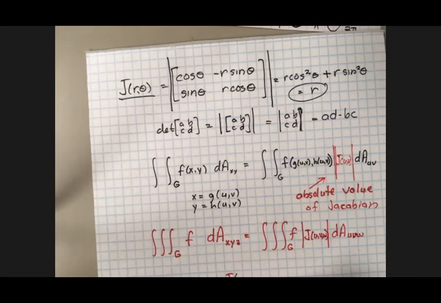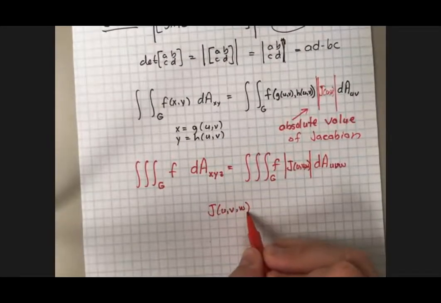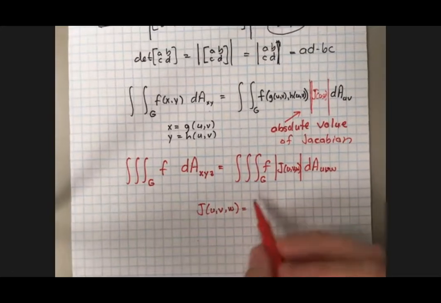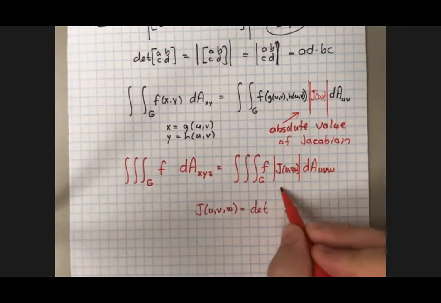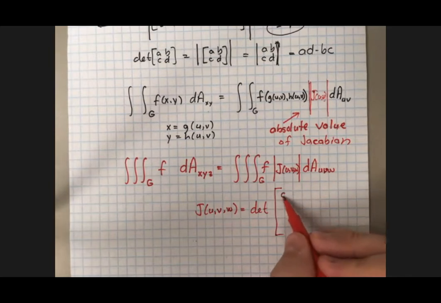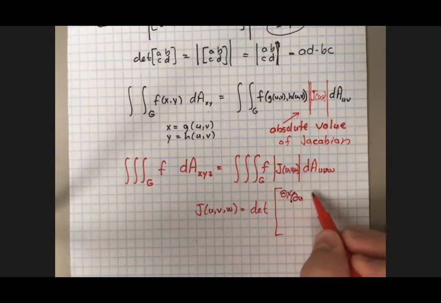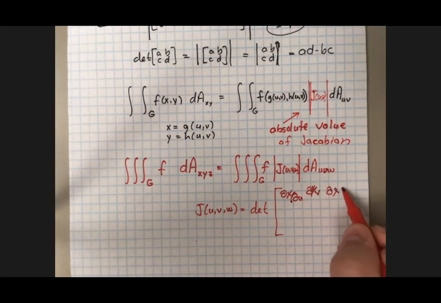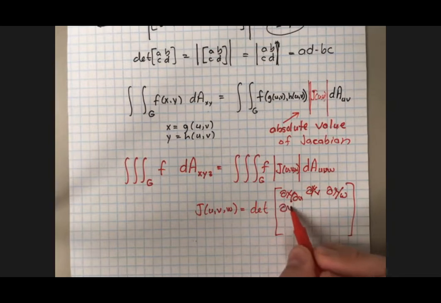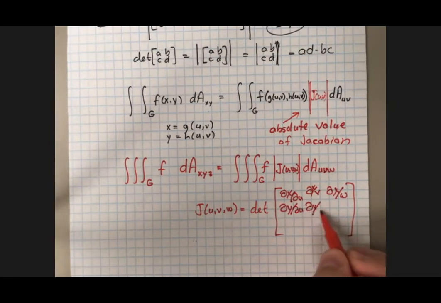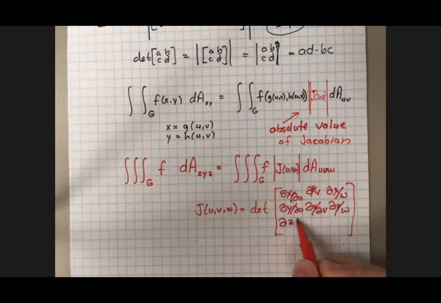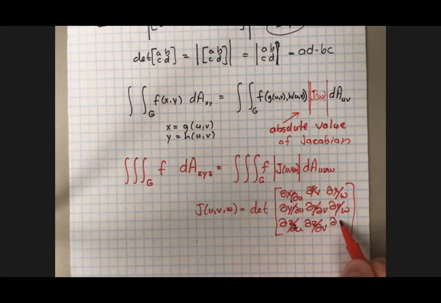But if I went to three variables, be careful about how I describe that transformation factor. It'll be the determinant of a 3x3 matrix. How x changes with respect to u, how x changes with respect to v, how x changes with respect to w, then how y changes with respect to u, how y changes with respect to v, and how y changes with respect to w, then how z changes with respect to u, how z changes with respect to v, and how z changes with respect to w.